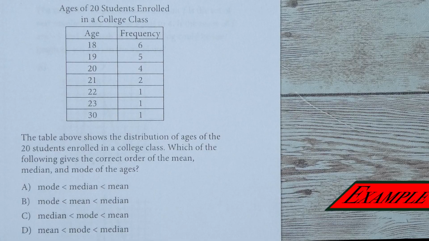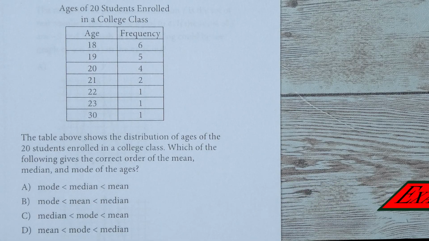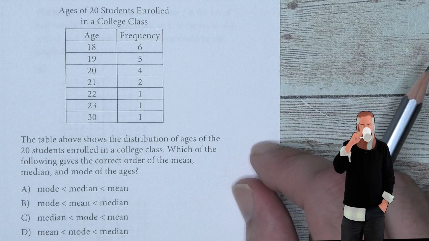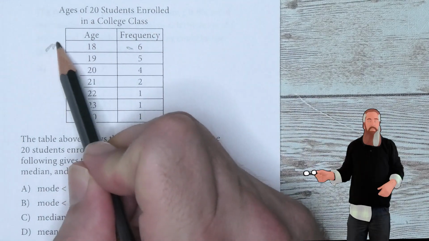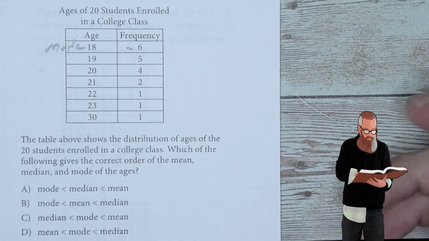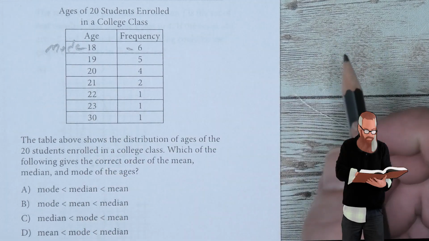The table above shows the distribution of ages of 20 students enrolled in a college class. Which of the following gives the correct order of the mean, median, and mode of the ages? So we get to turn around and say the most frequently occurring, the mode, was 18. So first part is done, nice and easy.